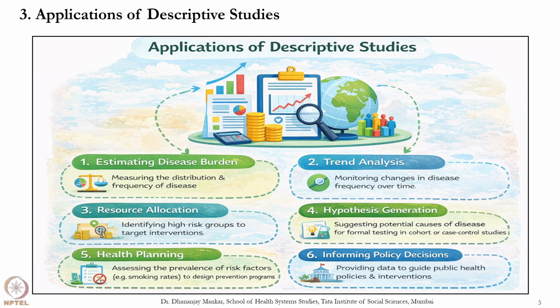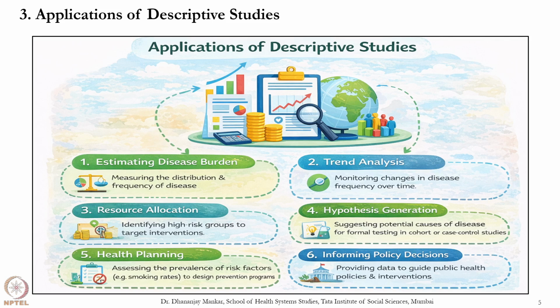For a researcher, hypothesis generation is more about suggesting a potential cause of a disease, whether contagious, infectious or non-communicable. It is more a form of being seen as a formal testing in a cohort or a case-control study. There is also a benefit to be seen in health planning. Assessing the prevalence of the risk factor plays a very important role when you design a preventive program.